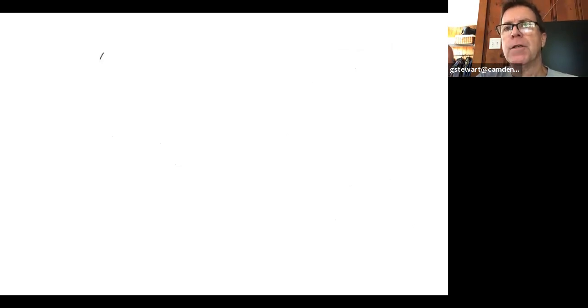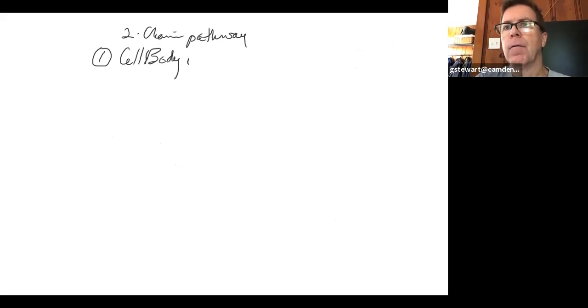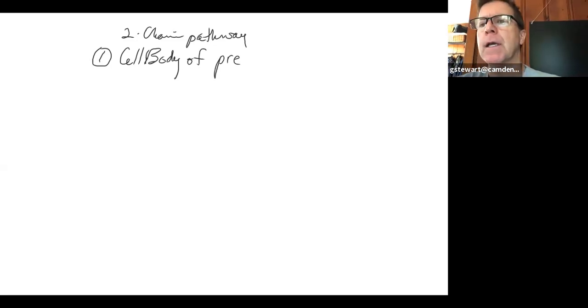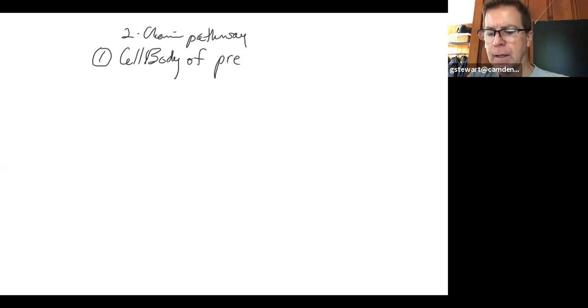Now, within this two-chain pathway, so I'm just going to write up here this two-chain pathway that I just pictured. The cell body of what we call the preganglionic nerve. Ganglion in this case is just going to mean synapse. Technically it means clusters of cell bodies in the peripheral nervous system, but for this discussion, try to think of the word ganglion as a synapse, a connection point.